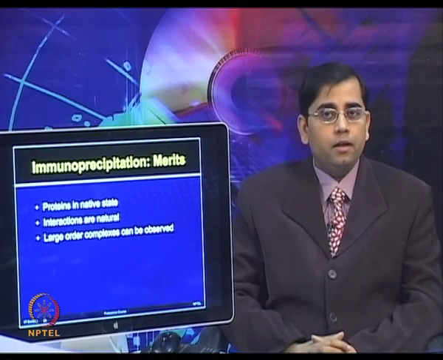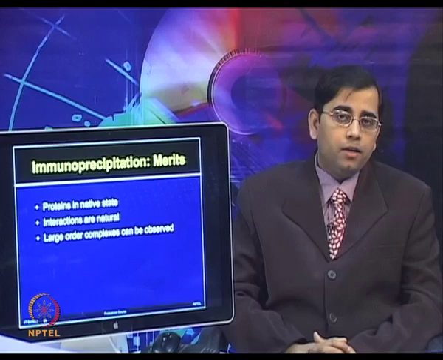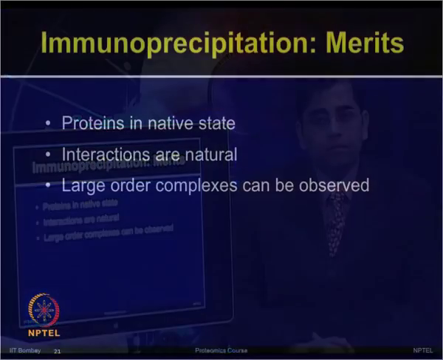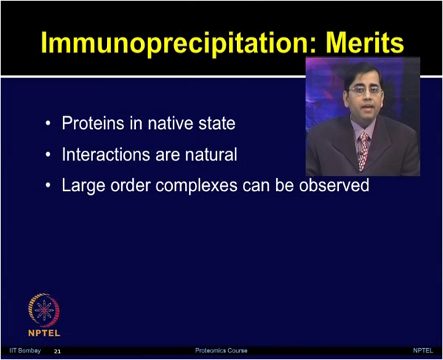What are the different advantages or merits of using the immunoprecipitation method? In this method, proteins are isolated in the native state. Now, why is this native state important? The native state will allow native complexes to be formed. It also allows post-translational modifications to be preserved. So, that is why it is essential to perform these steps in native or non-denaturing conditions.